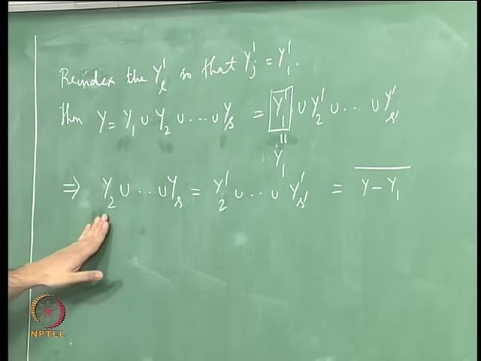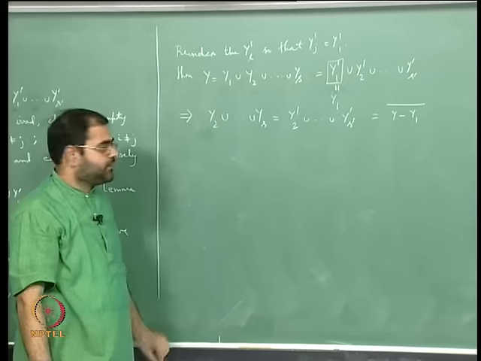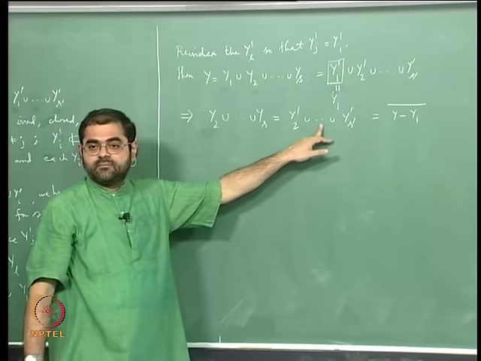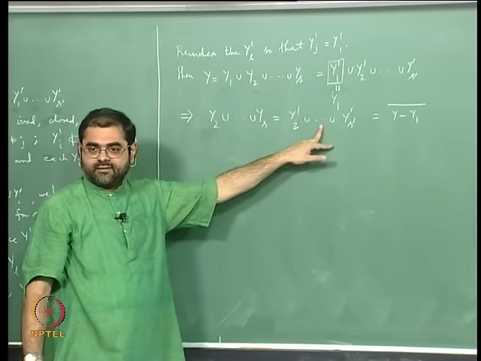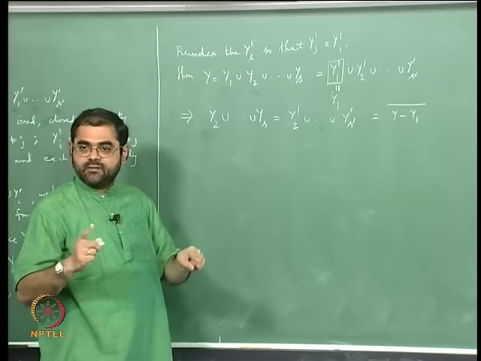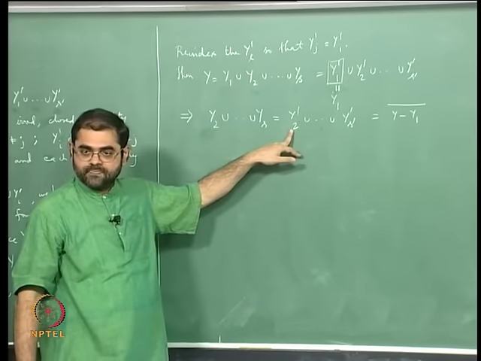And now what you can do is continue the induction. You can next strike off y2 and some other y prime j, because they will be equal by the same argument, and that y prime j can be reindexed so that it becomes y prime 2.